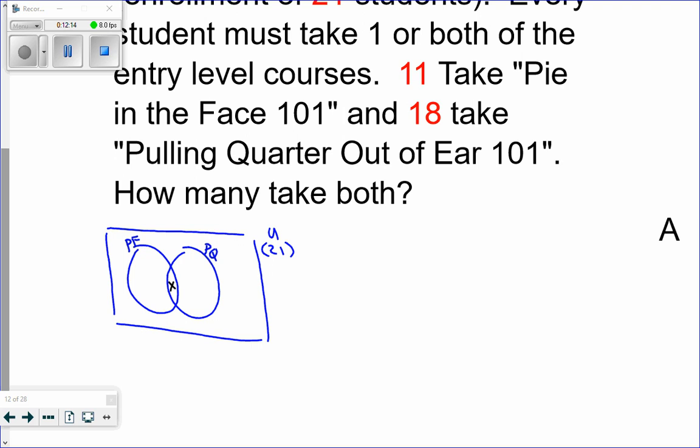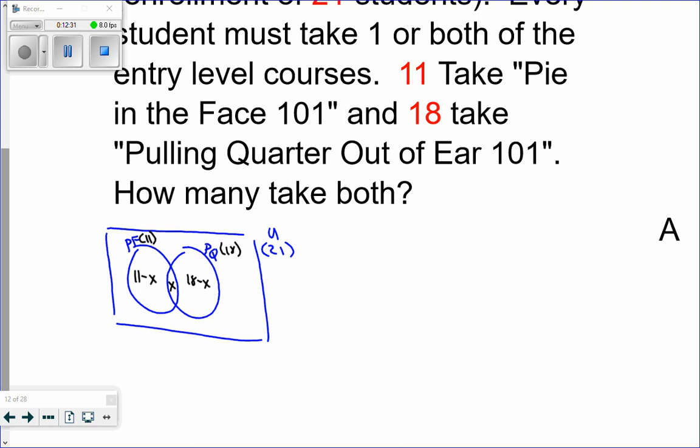So 11 are taking Pie in the Face. So this would be 11 minus X. This one's 18. So this one would be 18 minus X.